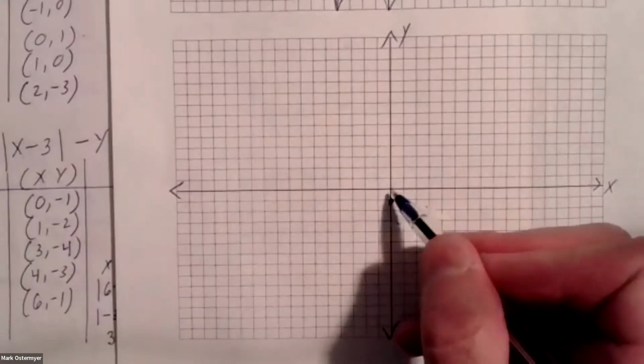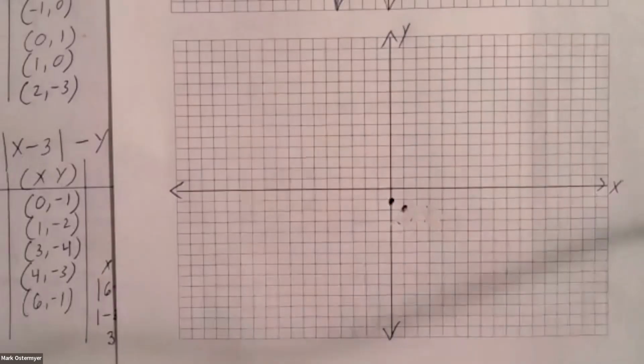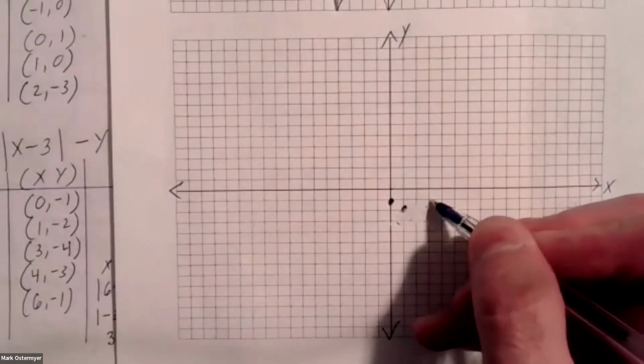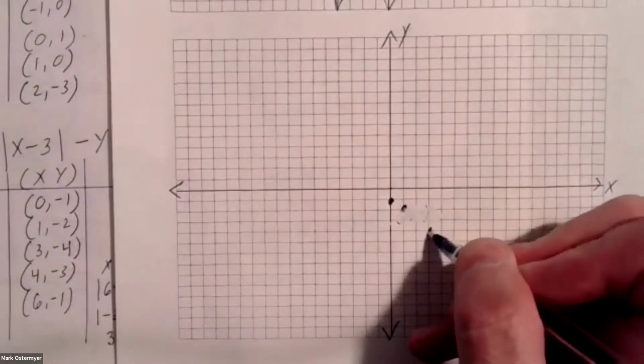3, -4. Okay, plotting the point 3, -4. We go to the right 3 units and then down 4. Right here.